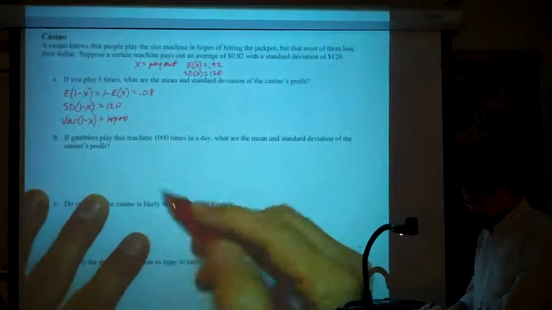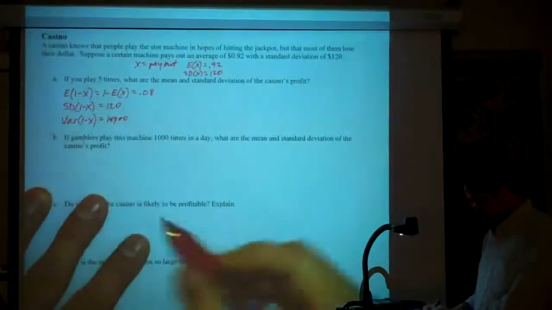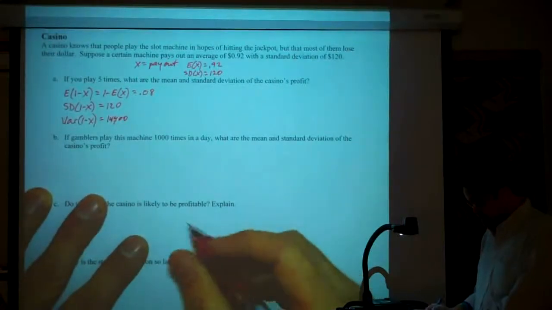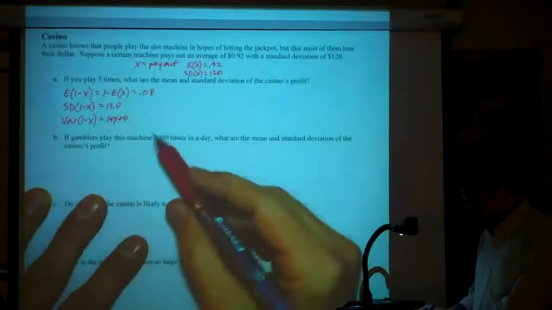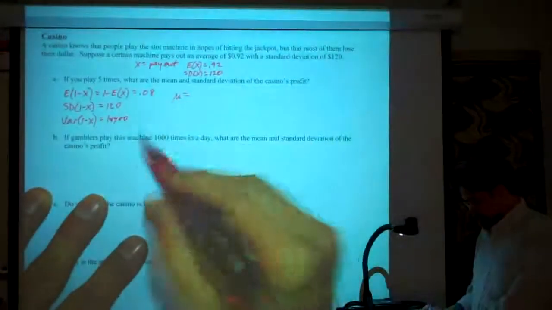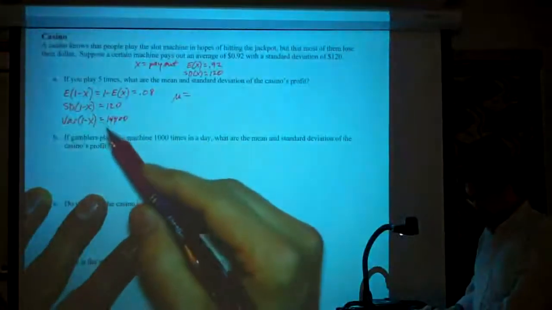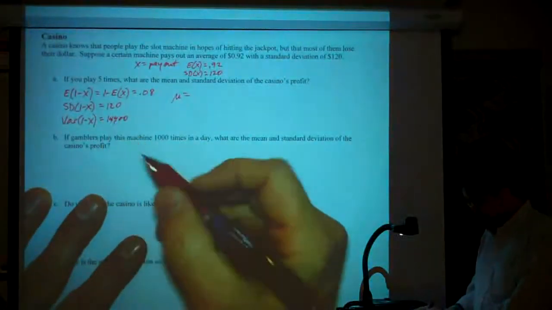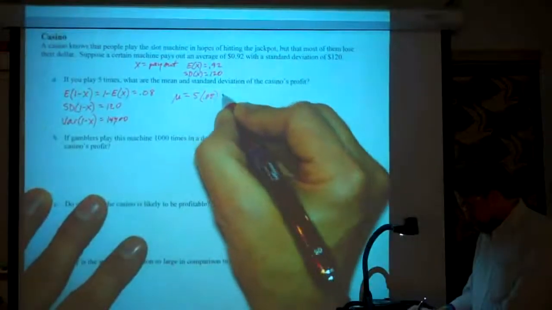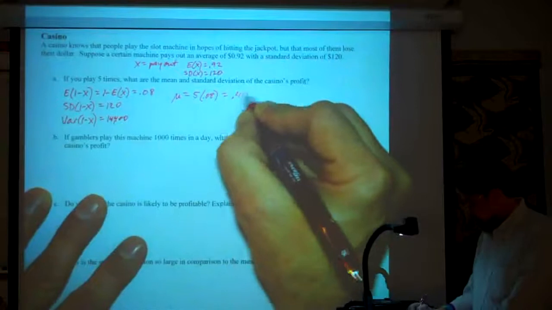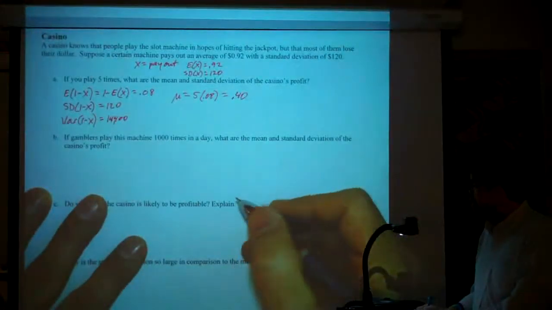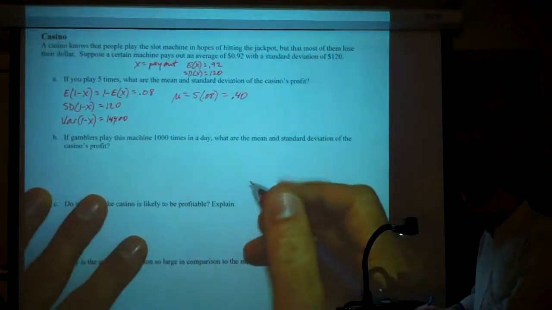Okay? So now I'm going to play 5 times. Okay? Well, what's going to be the mean of these 5 times that I play? Well, the mean is going to be the mean of one time plus the mean of the next time plus the mean of the next time. So basically, it's just going to be 5 times 0.08, which is 40 cents. Okay? We're expecting to make 40 cents for somebody playing 5 times.